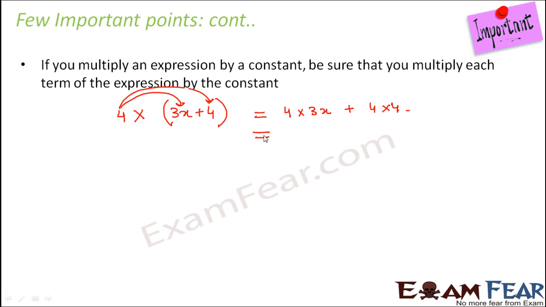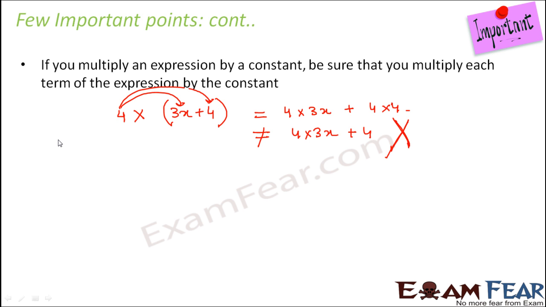So now many a times children feel that 4 into 3x plus 4 means 4 into 3x plus 4. But this is incorrect. So if you are multiplying 4 to the expression, that means you have to multiply 4 to all the terms of that expression.